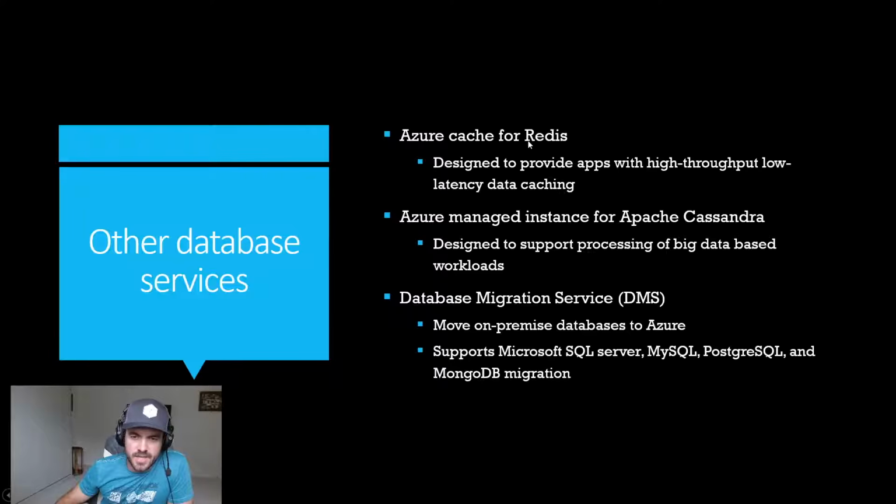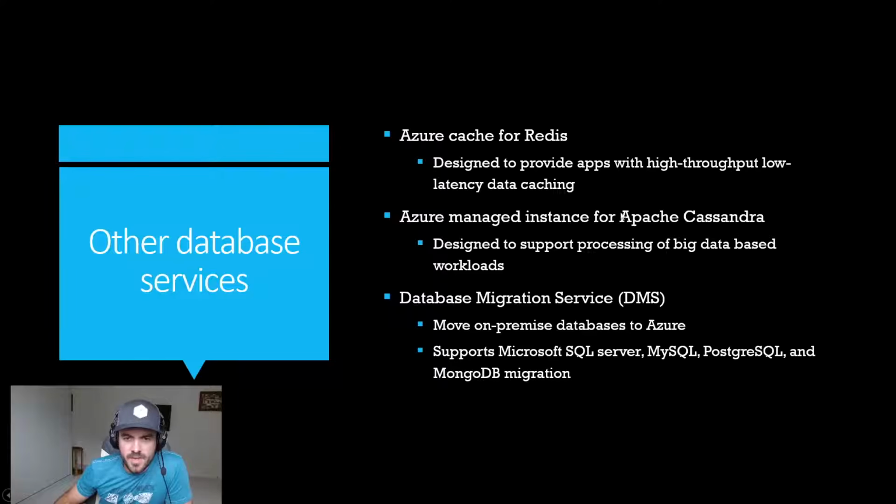You've got Azure Cache for Redis. This is designed to provide your applications with high throughput, low latency data caching. So just from a high level overview, when you cache data, that means you just store it very close to the user that's going to be accessing it, so they just get it faster.